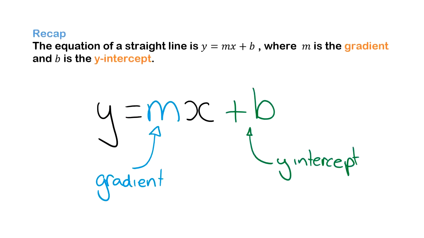to find the equation. So to recap, remember the equation of a straight line is y equals mx plus b, where m is your gradient and b is your y-intercept, which is where it crosses the y-axis.